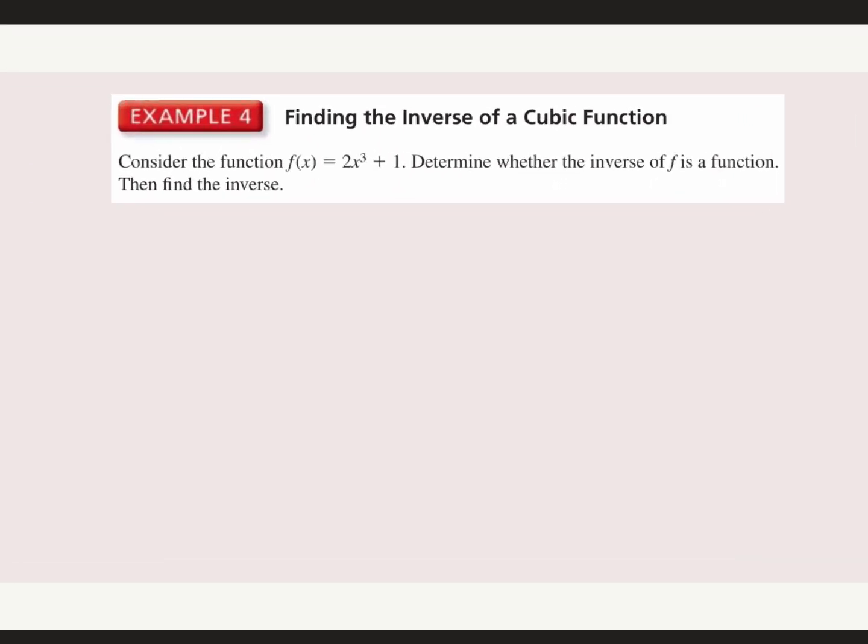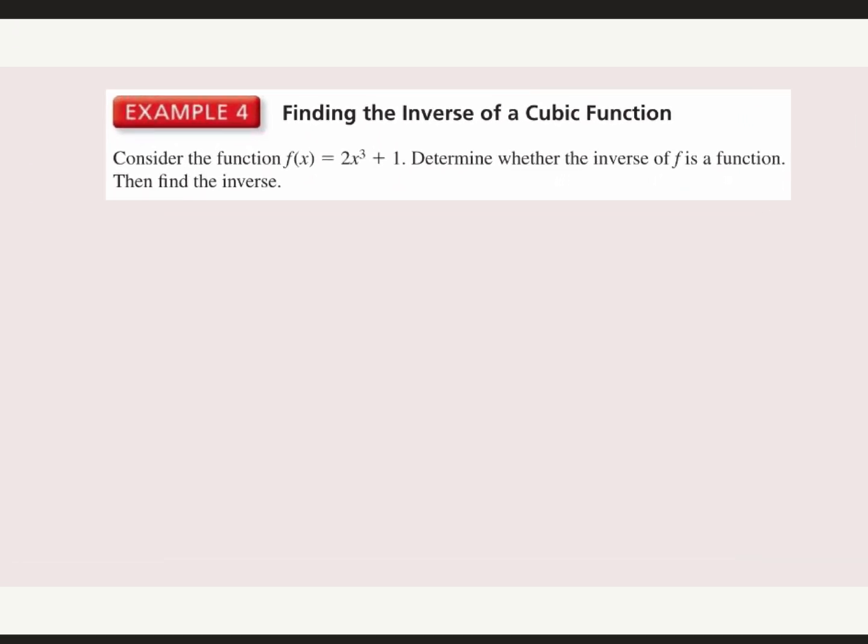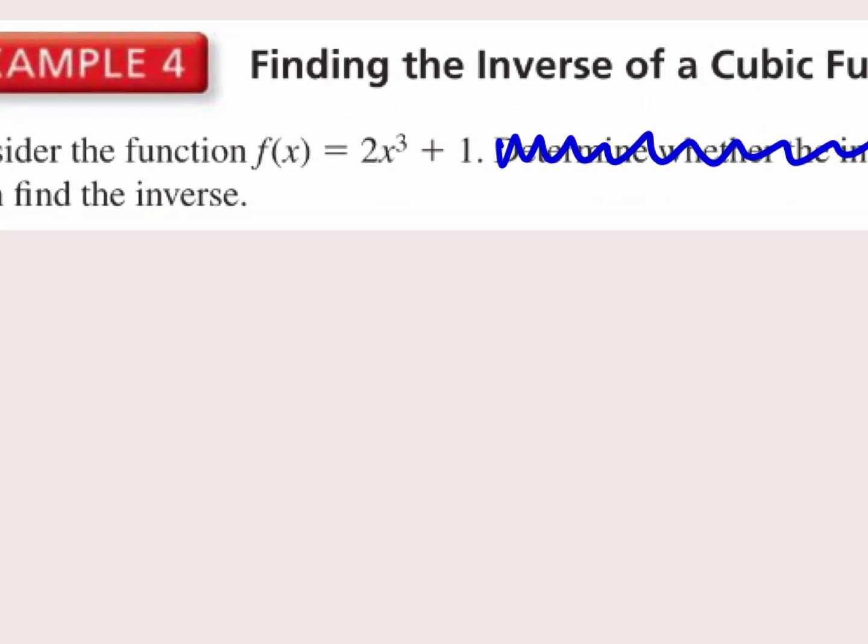All right, let's look at example 4. So it says, consider the function. We don't have to determine if the inverse is a function. We're just going to find the inverse, so just like we did in the last one. So how would I find the inverse? I can switch the x and the y. So I'm going to make f of x, x, and make x, y. So I'm flipping the x and the y. Switch the positions. So x is equal to 2y cubed plus 1.